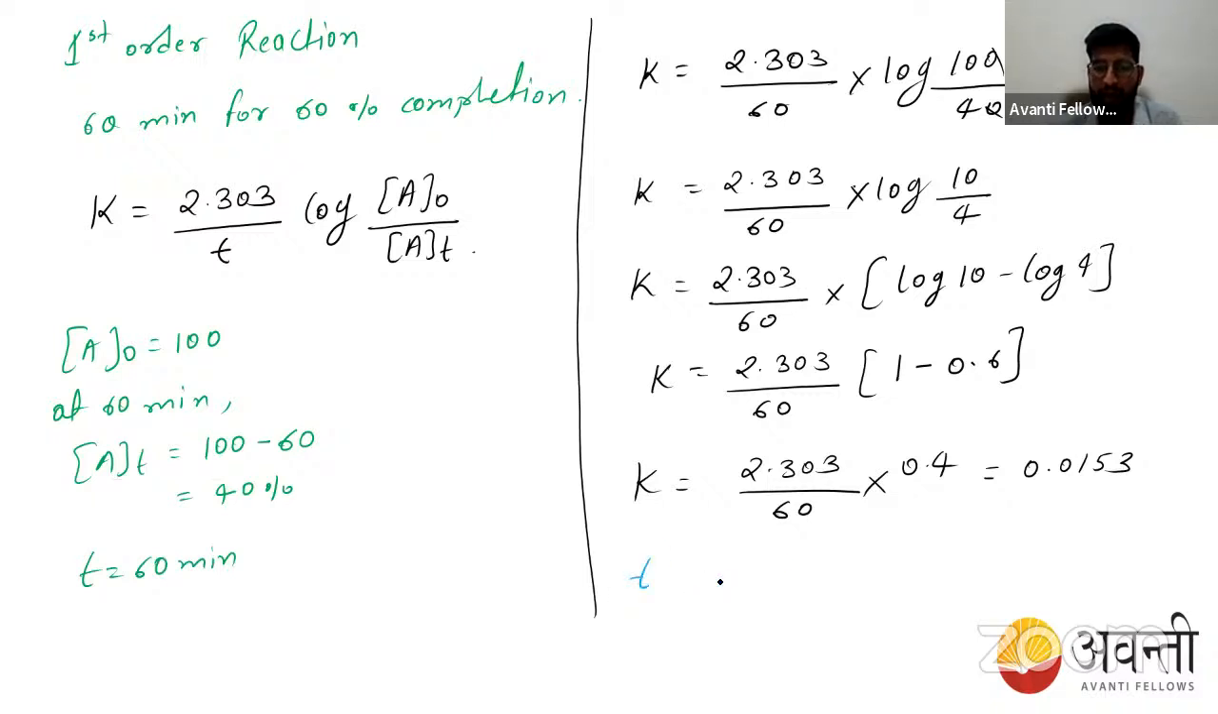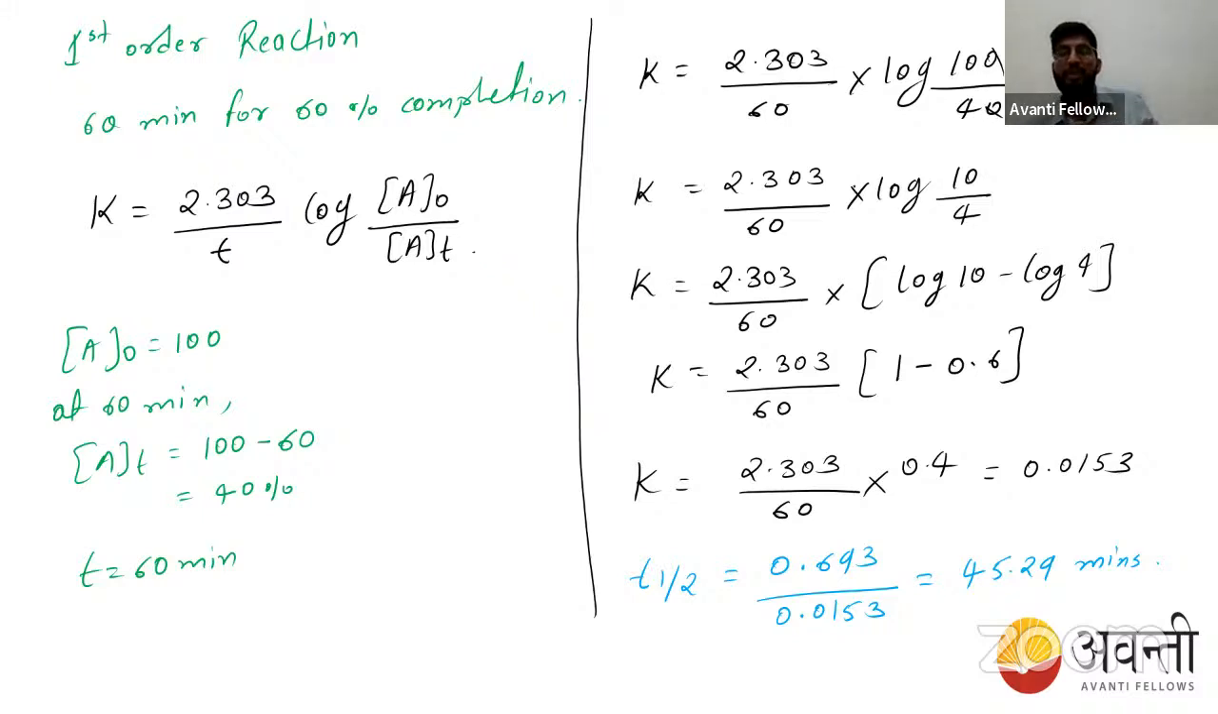For t half, I know 0.693 upon 0.0153. So t half is equal to 45.29 minutes. So this is our t half for this reaction. So I think it's clear to all of you. Say yes or no in the chat box if it's clear to you. We'll move forward.